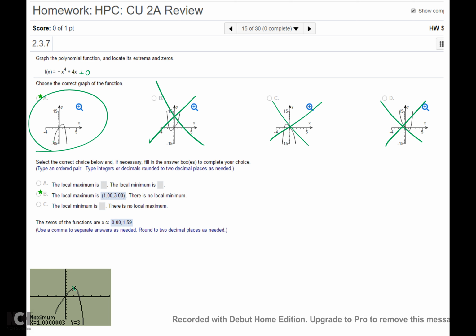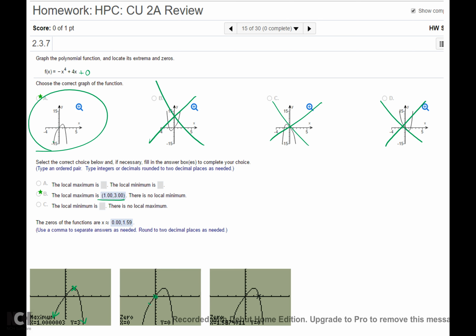It says the local maximum is and the local minimum is. Well, your maximum is going to be at the highest point that you can get. So I did second calculate, and I calculated a maximum, which is at 1, 3. Okay, and there is no local minimum because these go down forever and ever. You can't ever get to the bottom. And then the zeros of my function are, again, if you calculate your 0, left bound, right bound, and then calculate this one, left bound, right bound, you get 0.00, because it says rounded to 2 decimal places. That's why they really have to put 0.00. And here, if I rounded to 2 decimal places, the 7 bumps up the 8, so it's 1.59.